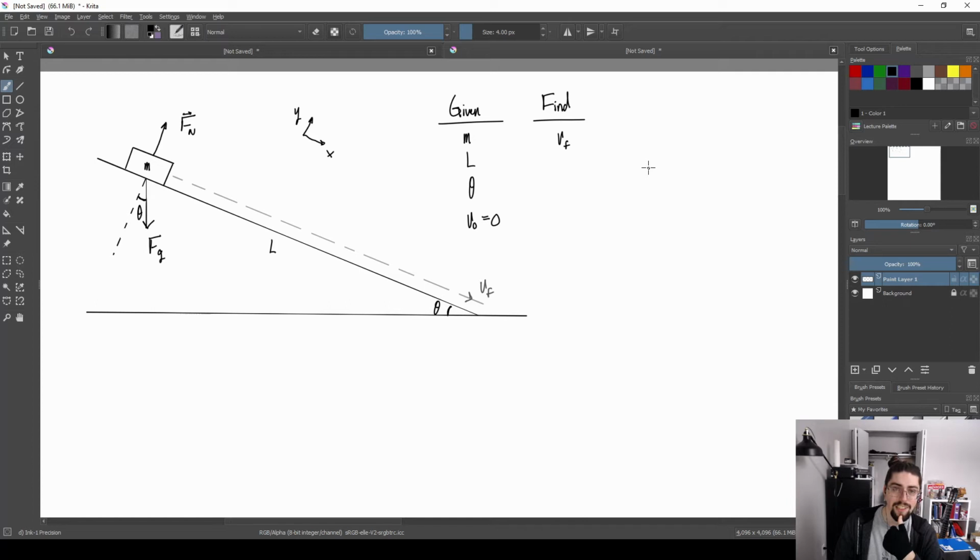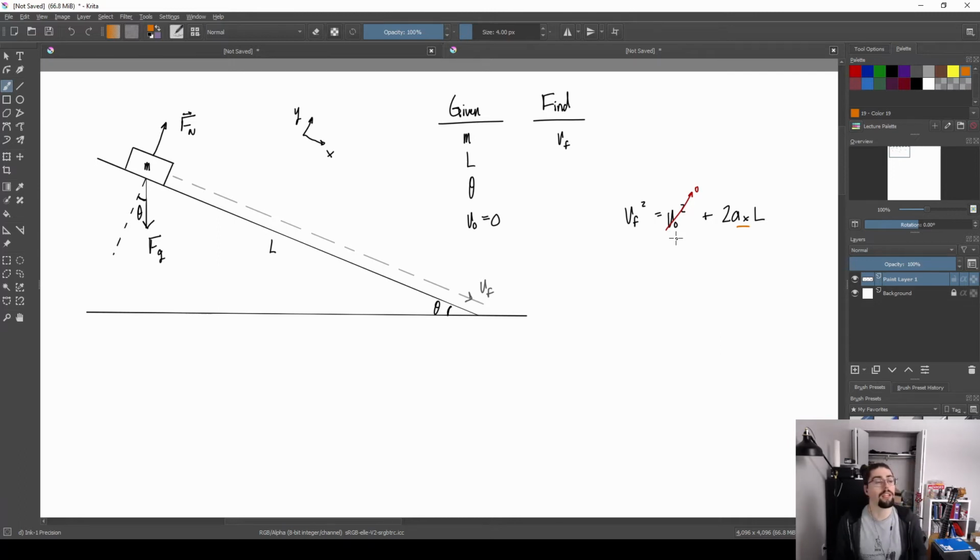I'd agree, probably the distance one, because I have a distance. I know how far this thing is going to travel. It's going to go down the length of the slope. So in that case, the equation that I want to use from kinematics would be Vf squared is equal to V initial squared, which I know to be 0, plus 2 times the acceleration in the x direction times the length that we are going to travel, which is capital L. So there's our final answer. If only we had the acceleration in the x direction to get to it.